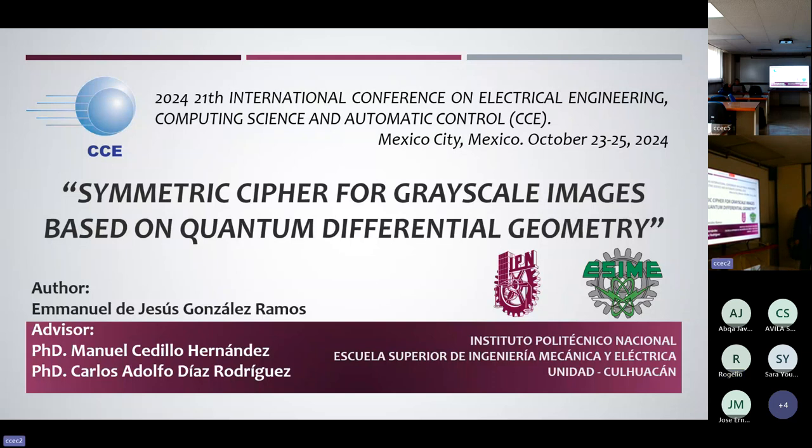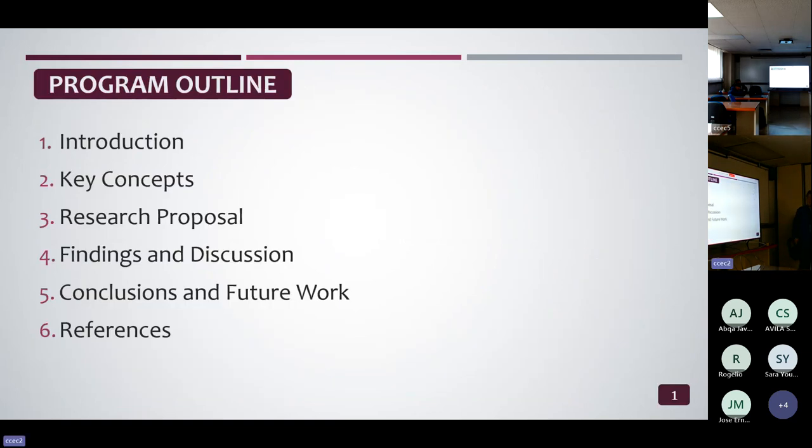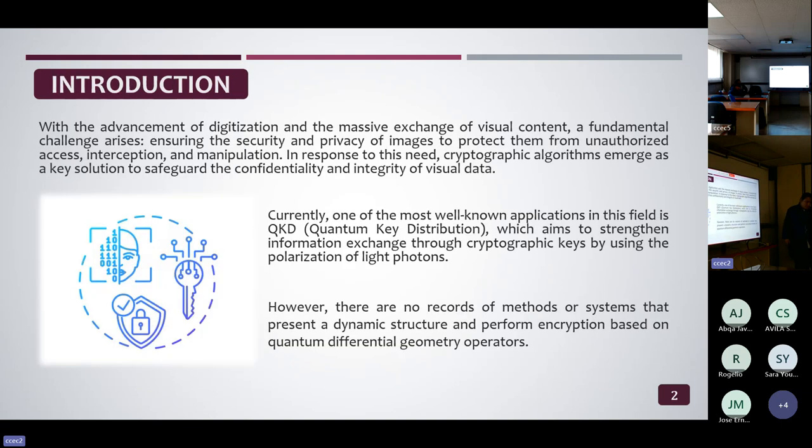Thank you. Good morning, everyone. My name is Emmanuel Gonzalez-Ramos, the author and presenter of the research project, Symmetric Cipher for Grayscale Images Based on Quantum Differential Geometry. The presentation is divided into six sections. An introduction.